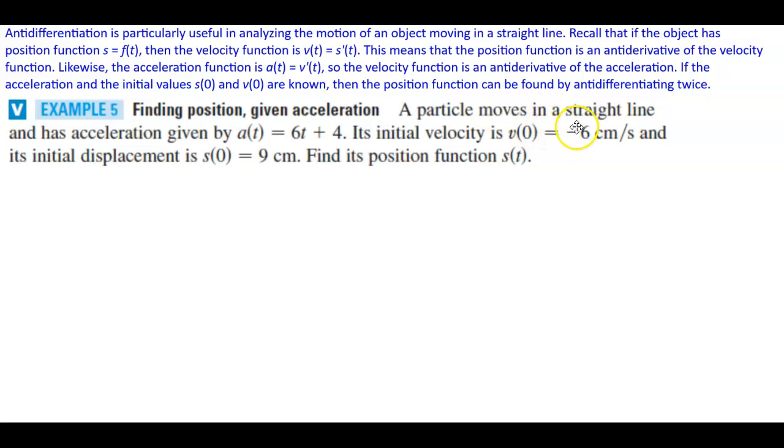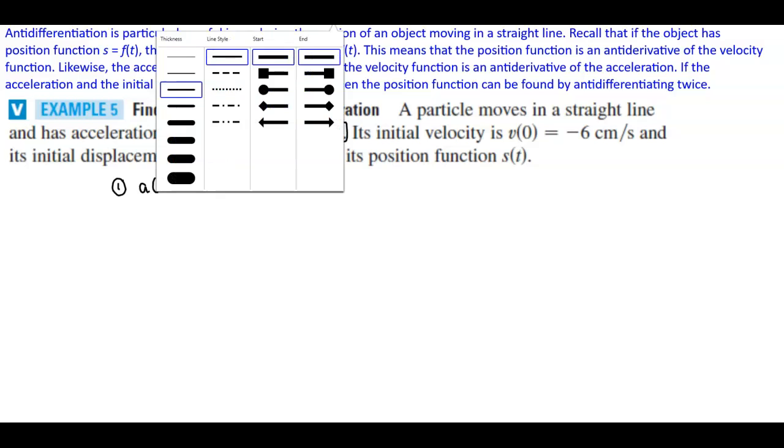A particle moves in a straight line and has acceleration given by a of t equal to 6t plus 4. Its initial velocity is v of 0 equal to negative 6 centimeters per second, and its initial displacement is s of 0 equal to 9 centimeters. We want to find its position function s of t. First, the acceleration function is given: a of t equals 6t plus 4.